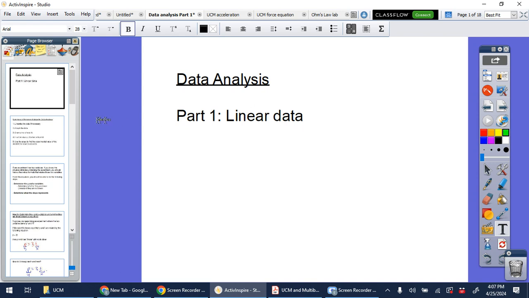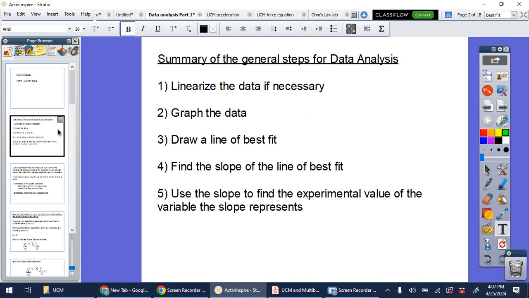Okay. So here are the general steps you're going to be doing for all data analysis. And I'm going to be going over all of these steps as we do several examples, and as you do several labs over the course of the year, all of these steps will start to become quite familiar. And you'll start to see that every lab is going to be exactly these same steps.